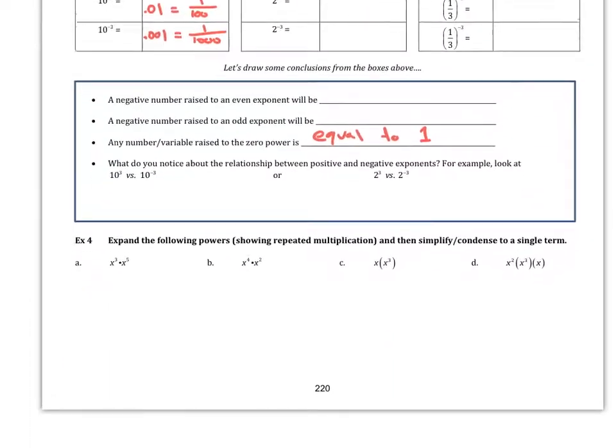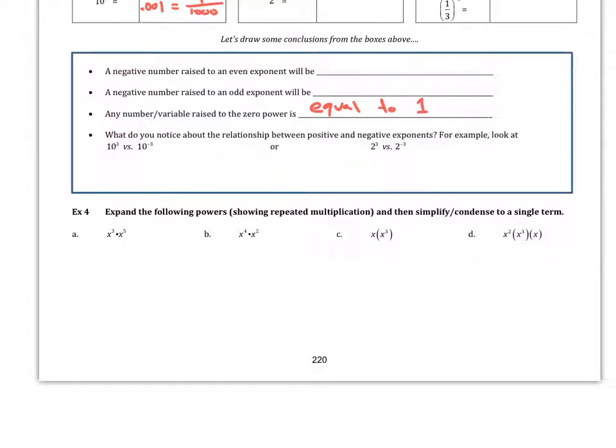I want to finish up at the bottom of page 220, and we'll go on to 221 for just a second. Okay, so these examples here, it says expand the following powers, showing repeated multiplication, and then simplify to a single term. Okay, so what we have here, we call this a product of powers, because x to the third is a power, times x to the fifth. So it's a product of powers. So we want to see what that ends up equaling.